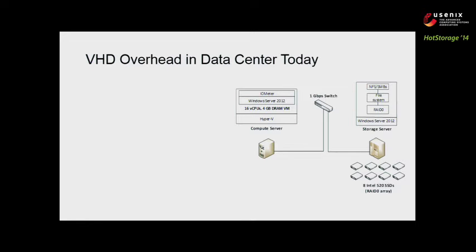So first, in the data centers today, we have an architecture with a simple configuration with one compute server and one storage server. The compute server runs Hyper-V, on top of which we run Windows Server 2012. On the storage server, we have an SMB server that sits on top of a RAID 0 array of 8 SSDs. And the two servers are interconnected through a 1 gigabit Ethernet switch.